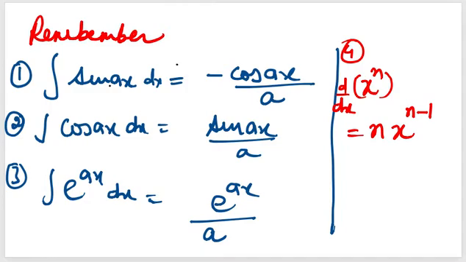Integration of sine is minus cos divided by its coefficient, cos is sine divided by its coefficient, positive, and e to the power ax is e to the power ax divided by a, and derivative of x to the power n is n times x to the power n minus 1.